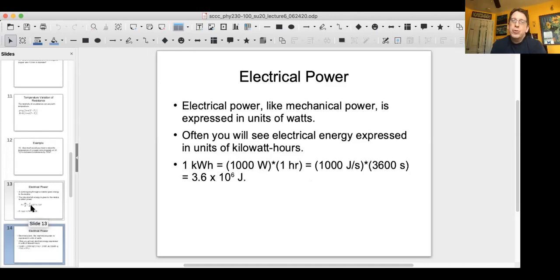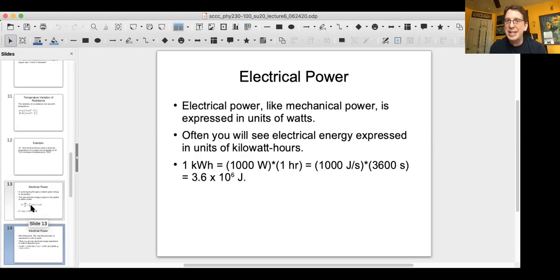So electrical power is typically expressed in units of watts. Electrical energy, if you look at your electrical bill, typically doesn't use joules. An electrician wouldn't use joules, and on your electrical bill you won't see the energy used in terms of joules. You'll see it expressed in terms of kilowatt hours.